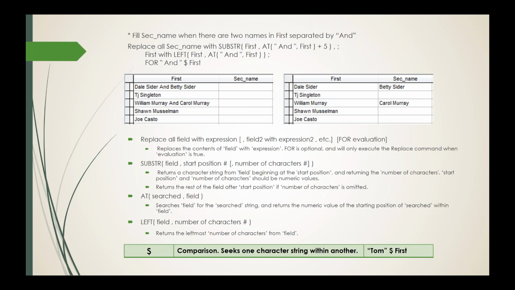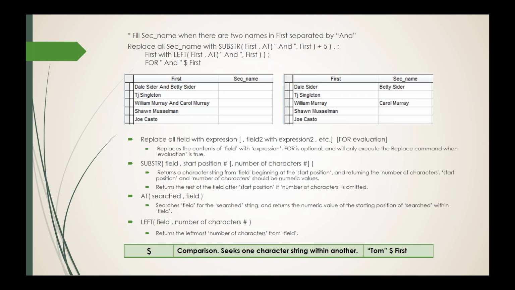So I'm replacing all secname with my substring function, which is going to return just the character string after "and", and then a comma, and another replacement. So then I also want to replace first with, and then I'm going to use a left function because I only want to replace my first field with a particular amount of the leftmost characters. In this case, it's going to be Dale Cider. And as you can see, using that left function, the first thing we provide is a field. So we're looking at our first field as well.